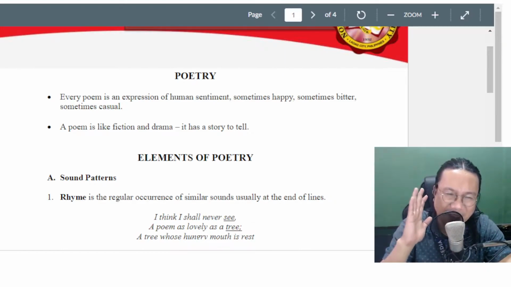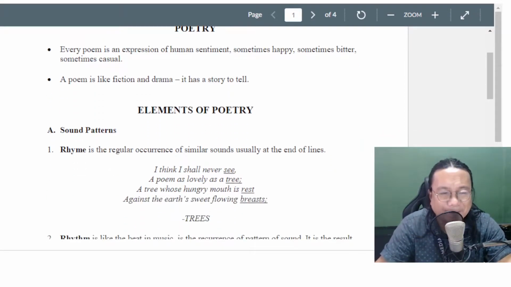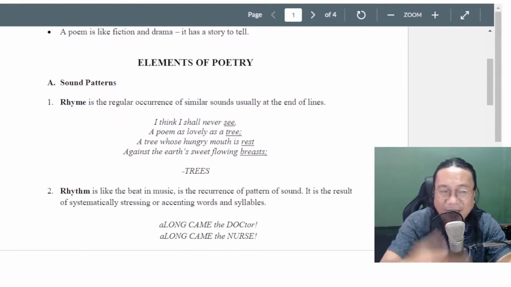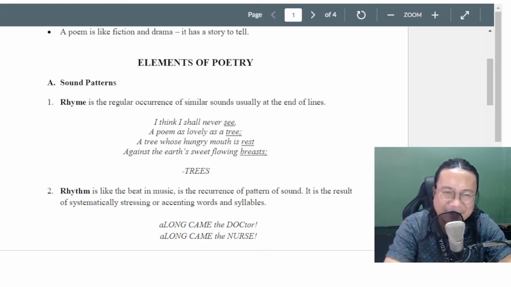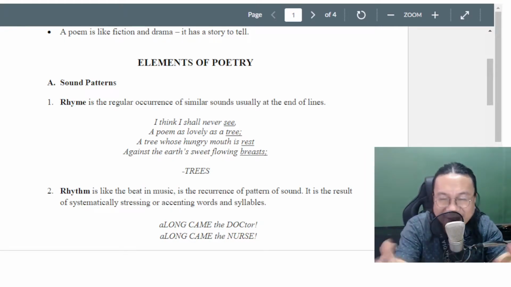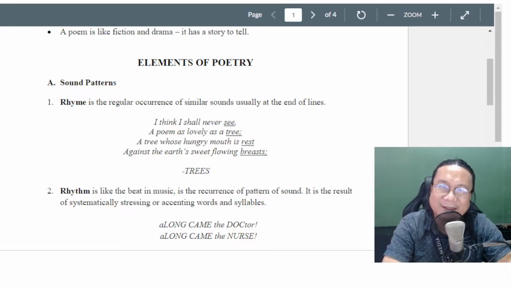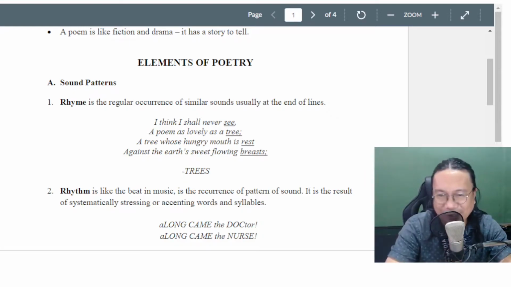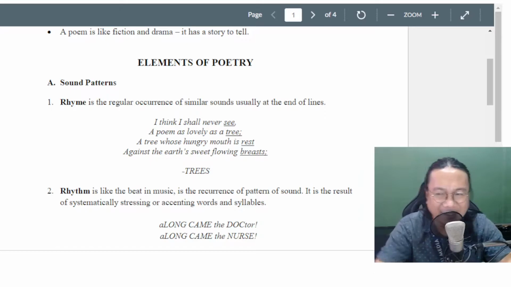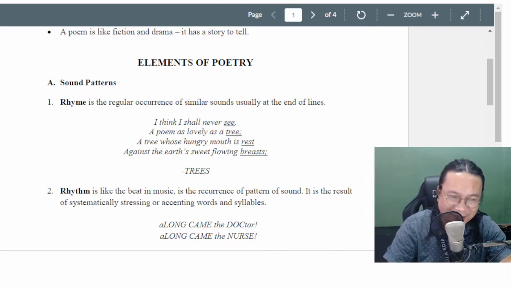Paano ba siya tumunog? So the first one is rhyme. Rhyme is the regular occurrence of similar sounds, usually at the end of the lines. For example, give me a word. Best. What rhymes with best? Test. Give me another word. Apple. What rhymes with apple? Pineapple. No. Okay.